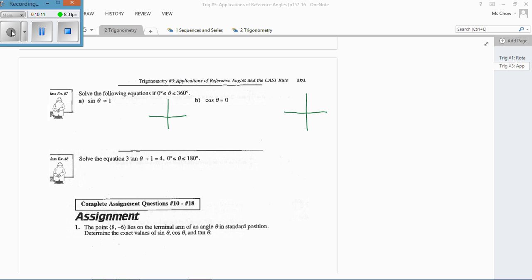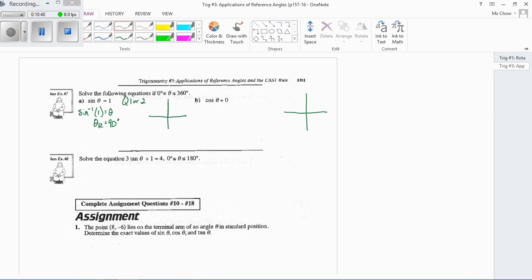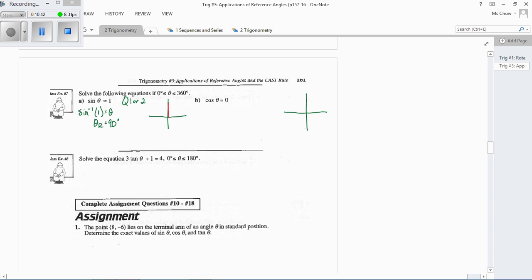Let's take a look at the last two class examples, class examples 7 and 8 on page 161. So pretty similar as the other ones. Sine of theta is equal to 1. Since it's positive, then we know that we're talking about either quadrant 1 or quadrant 2. And so if we put into our calculators inverse sine of 1 to give us theta, what we find is that that reference angle is actually 90 degrees.